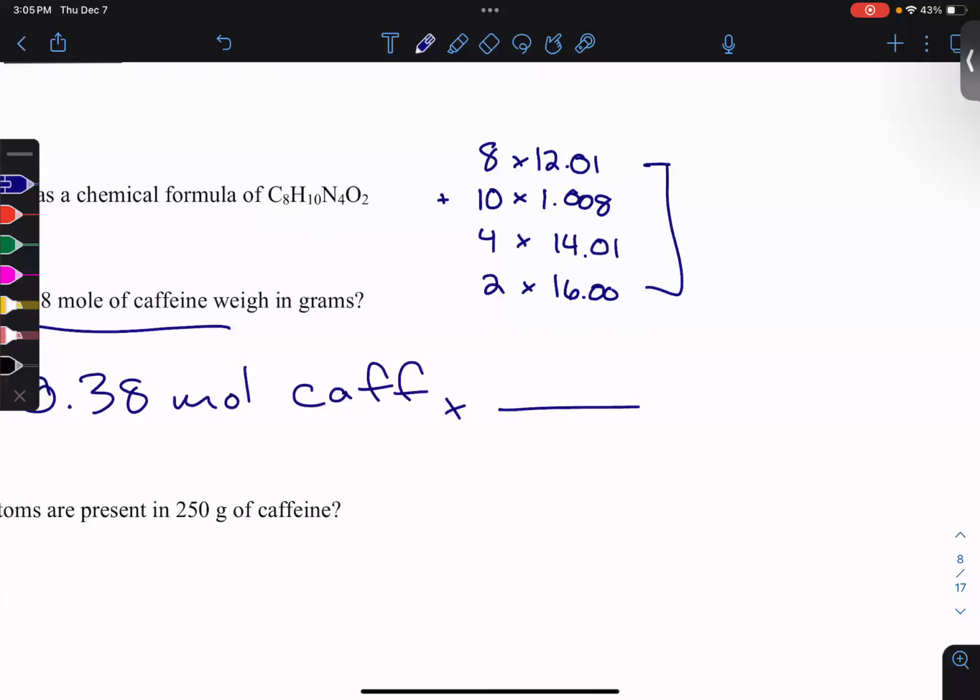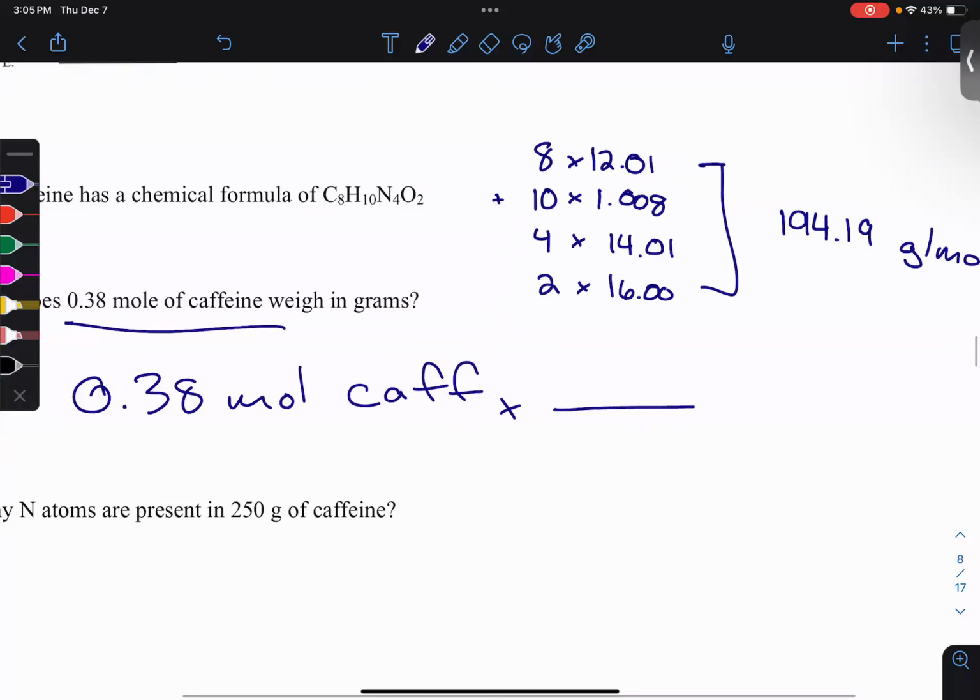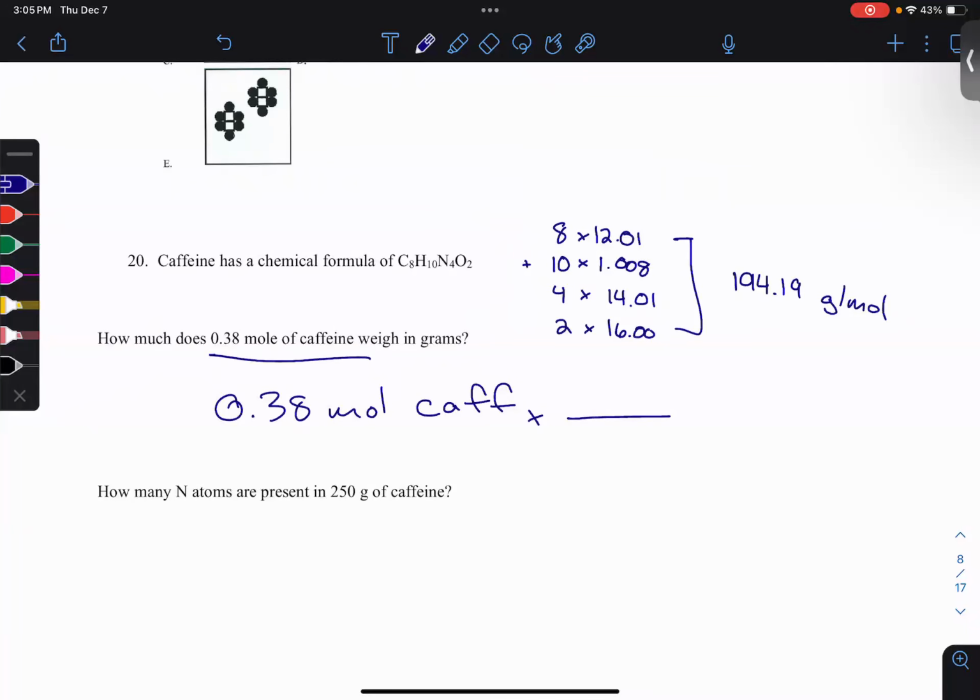Okay, and then you add all of those up, and you see that the molar mass of caffeine is 194.19. But what's the unit? Is it just grams? It's grams per mole, because the meaning of this number is that if I have 1 mole of this compound, it weighs 194 grams. But do I have a mole of this compound? No, I only have 0.38. So I can set up dimensional analysis and say, for every 1 mole, I have 194.19 grams of sample, and then this sample weighs 74 grams.